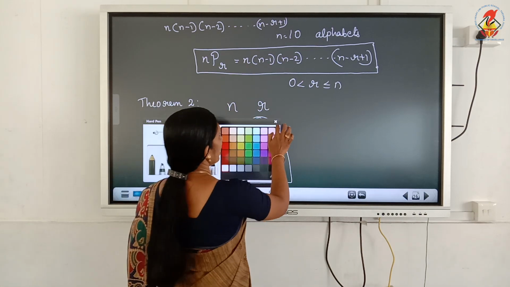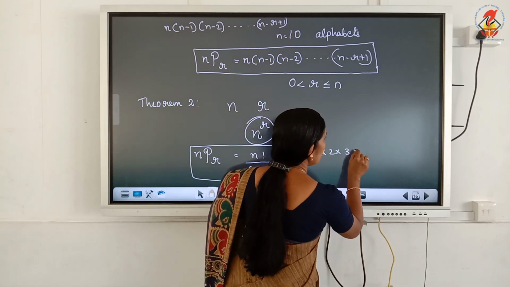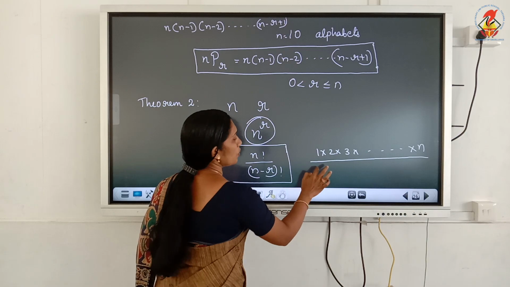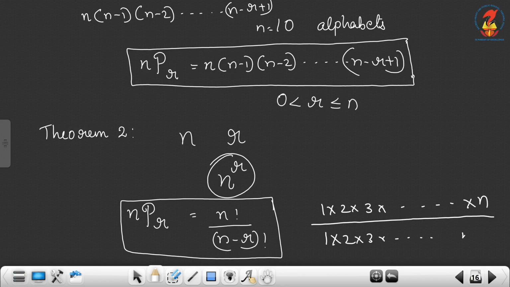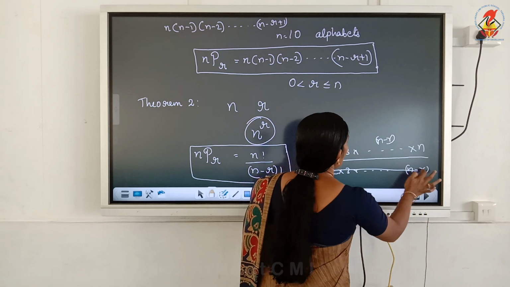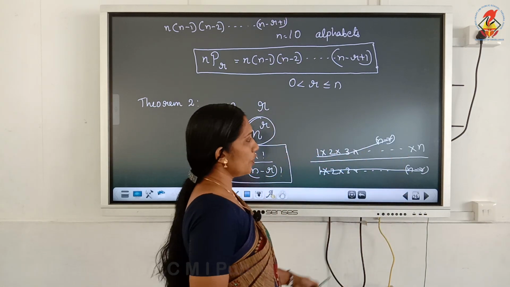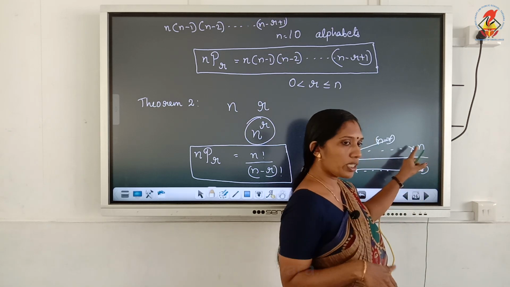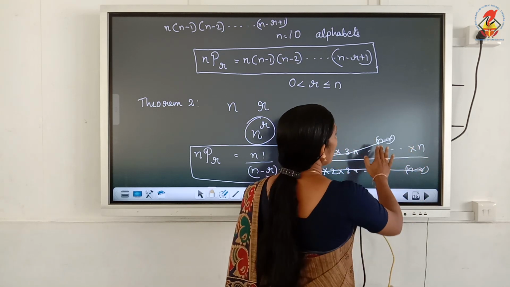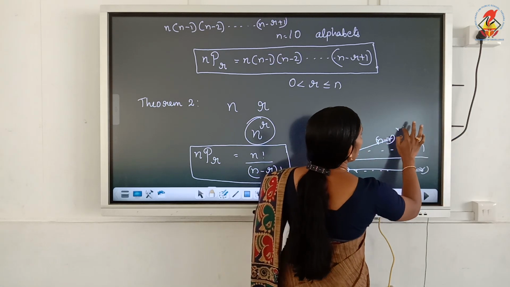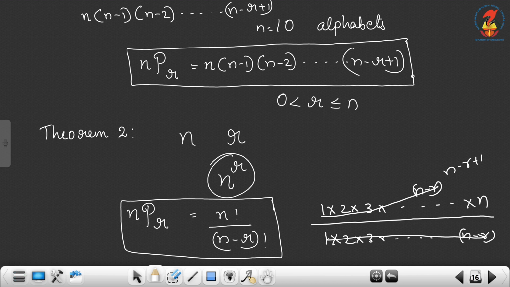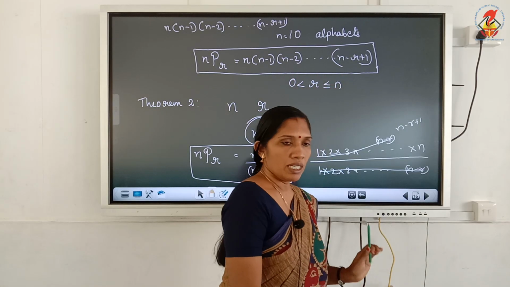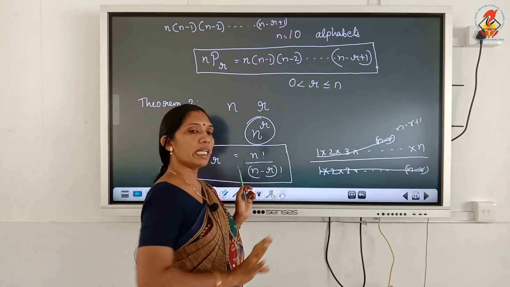We can check: factorial n means 1 into 2 into 3 up to n. Factorial n minus r means 1 into 2 into 3 up to n minus r. So this r is anyway equal to or less than n. So somewhere here we have this n minus r, and this much you can cancel. Then what is left in the numerator? n, and the number before that is n minus 1, n minus 2, like that. After this n minus r, what is the next number? n minus r plus 1. That is the same as this: n into n minus 1, n minus 2, up to n minus r plus 1. So you just have to learn how to write nPr.